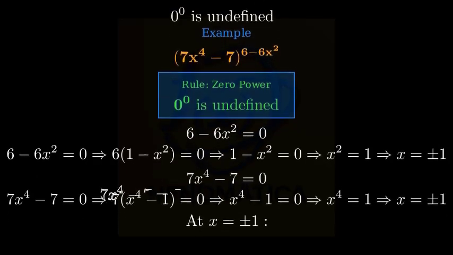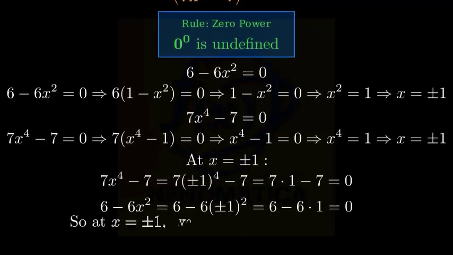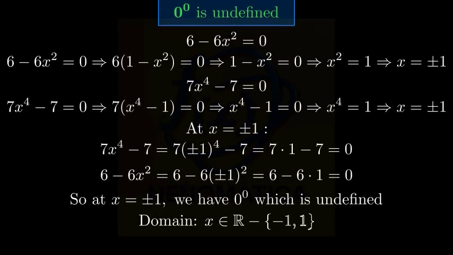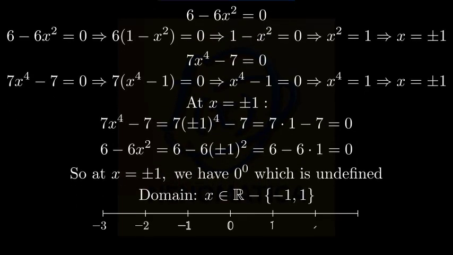Now combining our results, we see that at x equals plus or minus 1, both the base and the exponent equal 0. This means at these values, the expression would be 0 to the power of 0, which is undefined. Therefore, the domain of the expression is all real numbers except -1 and +1. In set notation, the domain is R minus the set containing -1 and +1. Let's visualize this domain on a number line. It includes all real numbers except for the points at -1 and +1, which are excluded because they would make our expression undefined.